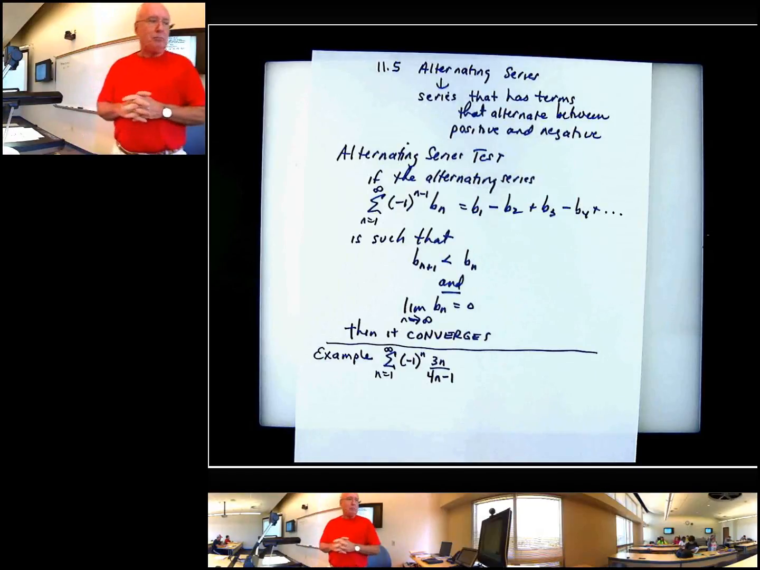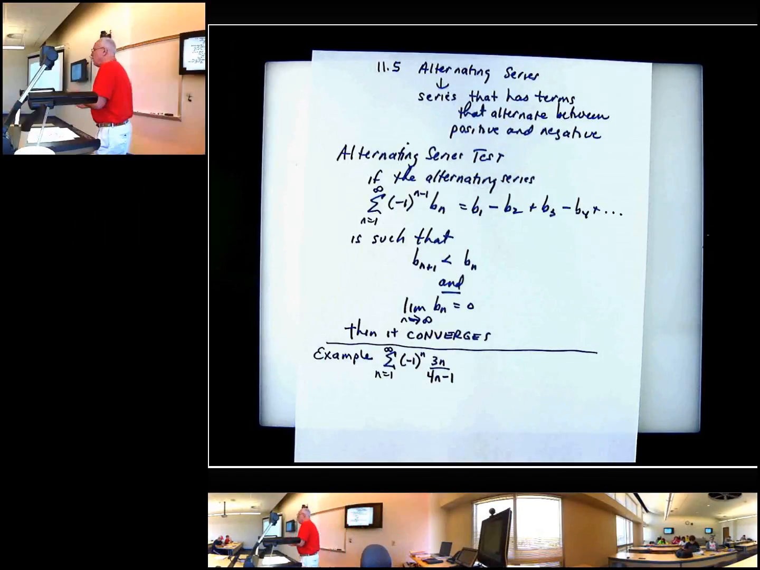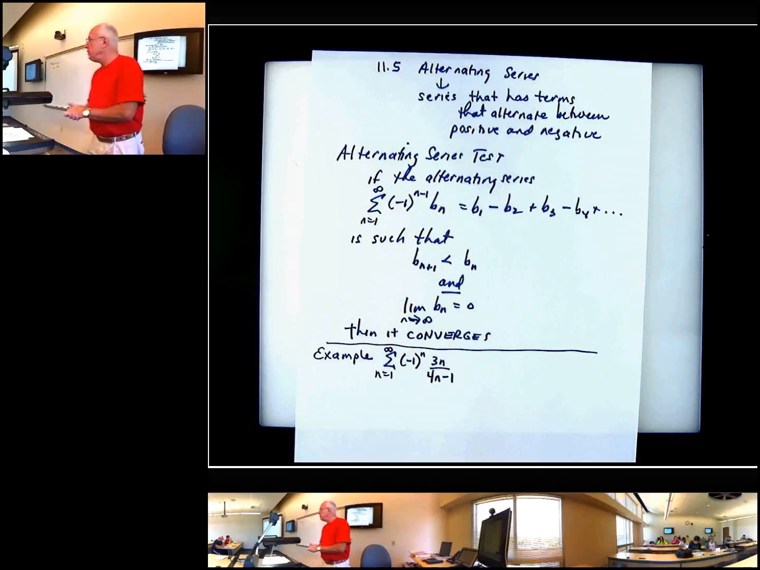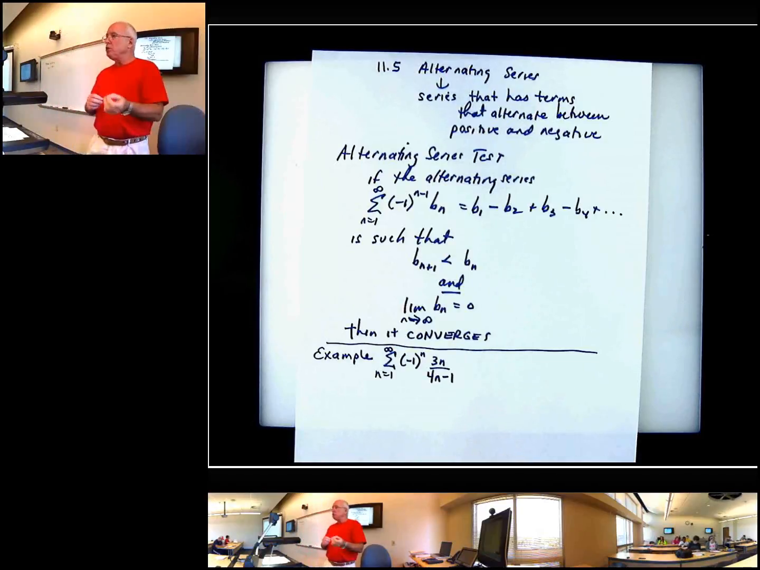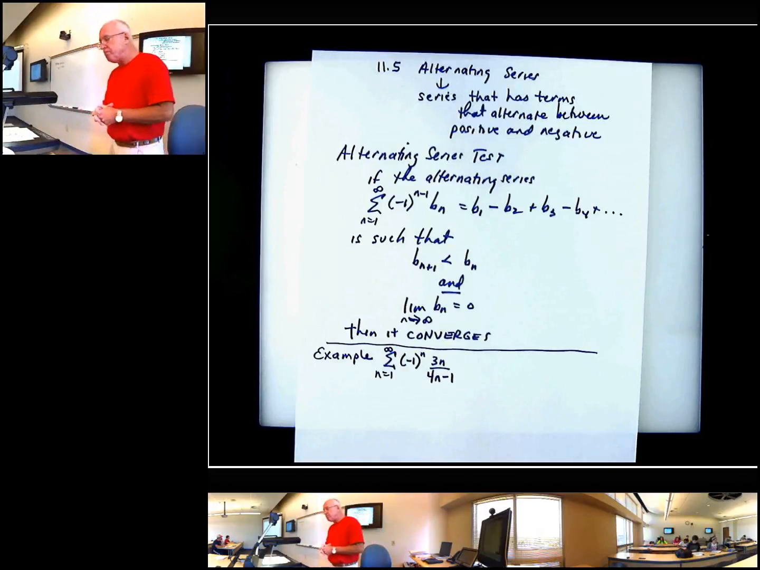Okay. We're looking at all these different tests. We're seeing whether series converge. Let's just finish up here on the alternating series, where the terms alternate between positive and negative. And we have an alternating series test to see if it converges.